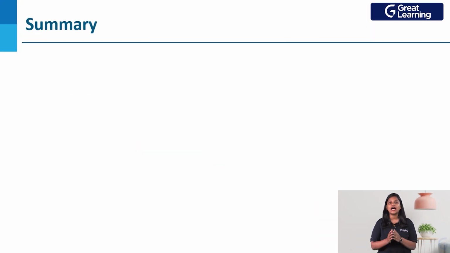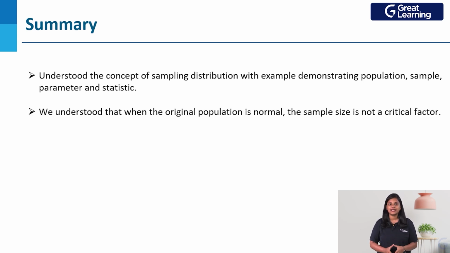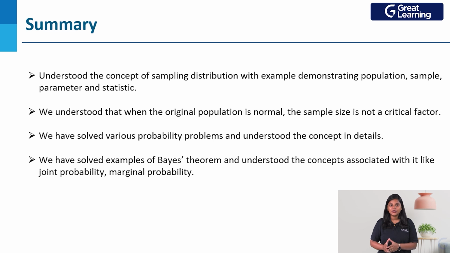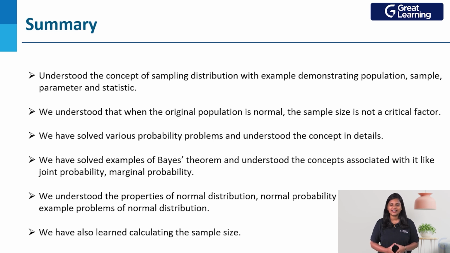So very quickly, let's summarize today's video. In today's video, we understood the concept of sampling distribution with an example demonstrating population, sample, parameter, and statistic. We understood that the sample size is not critical when the original population is normal. We have solved various probability problems and understood the concept in detail. We have solved an example of Bayes' theorem and understood the concepts associated with it, like joint probability and marginal probability. We understood the properties of normal distribution and normal probability density function and solved problems of normal distribution. We have also learned to calculate the sample size.